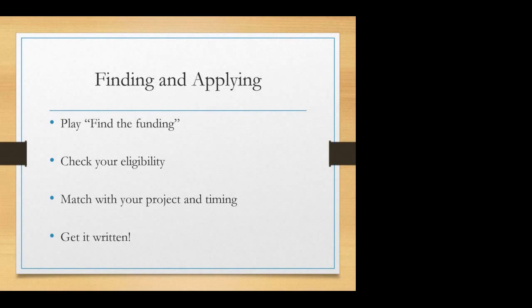Okay, finding and applying. You have to play find the funding. It sounds like a fun game. It's what I do all the time. You check your eligibility and make sure the grant fits with you, that it matches with your project and timing, and having a grant calendar can help that a lot. However, for example, the Value-Added Producer Grant, I know I keep talking about it, this year it was supposed to close on February the 24th, and it was going to be announced on April the 15th. I honestly didn't think it would get announced on April 15th anyway.